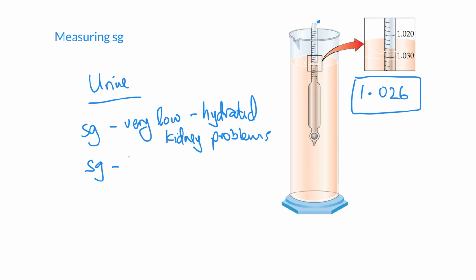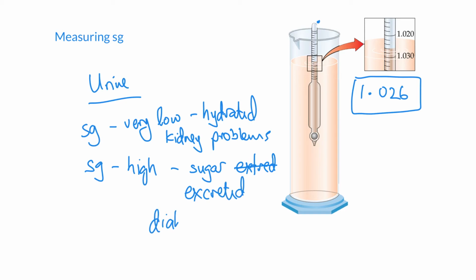If your specific gravity, though, is high, that means that there's a lot of sugar being excreted. So maybe, I can't spell excreted, can I? How do you spell excreted? E-X-C-R-E-T-E-D. So maybe you've got diabetes. So you are excreting too much sugar. Or maybe you are dehydrated. And if you are dehydrated, then you don't have a lot of water to spare, so the fluid that you urinate out has as little water as possible, and that means it's got a lot of dissolved solids.